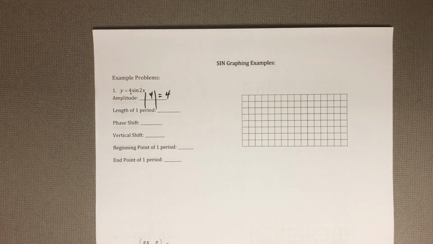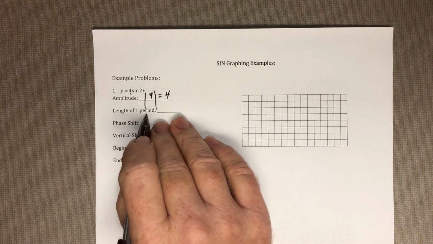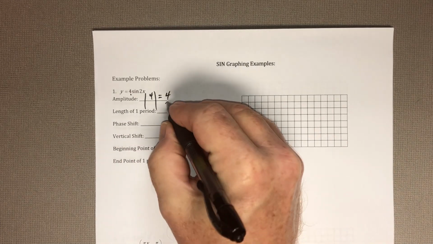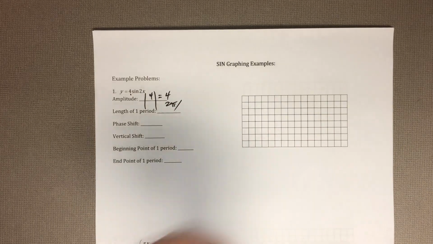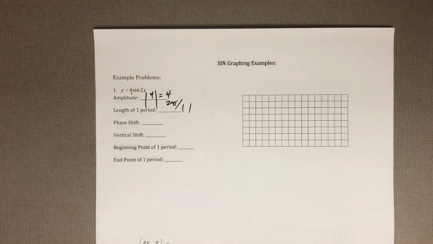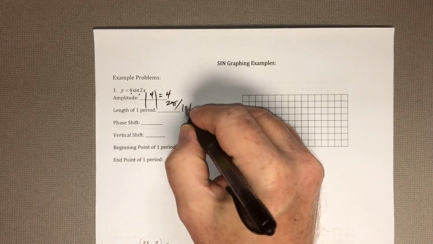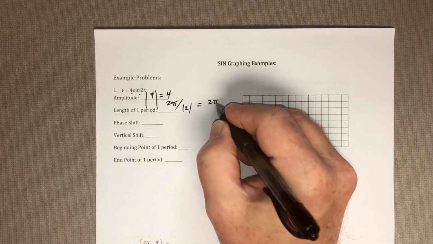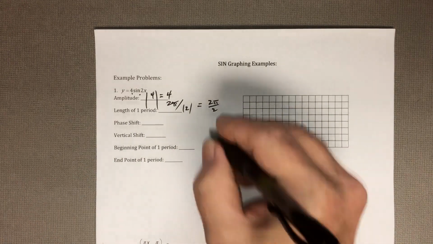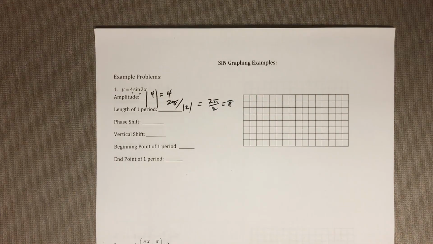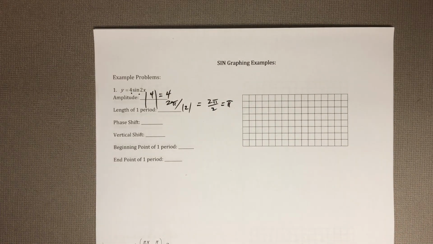Next, let's find the period. The length of one period is the original period, 2 pi, divided by the absolute value of B. This time B is 2, so that would be 2 pi divided by 2, which is just pi. That's the length of one period.